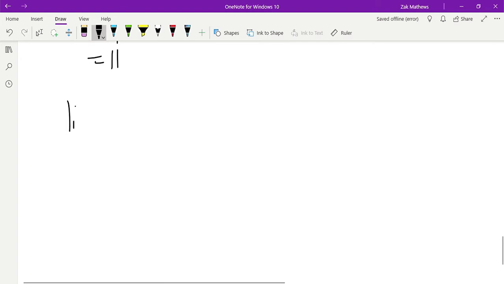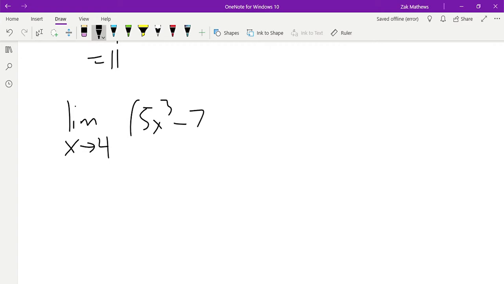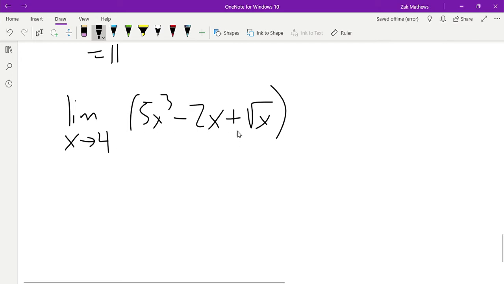Let's take another example. Let's take the limit as x goes to 4 of 5x to the third minus 2x plus the square root of x. So now this is a more complex function. I have no idea what it looks like. I don't know what the graph of that thing would do. And so in my mind, I'm not 100% confident that I could just plug in. So I really want to break this thing down into its more simple components.